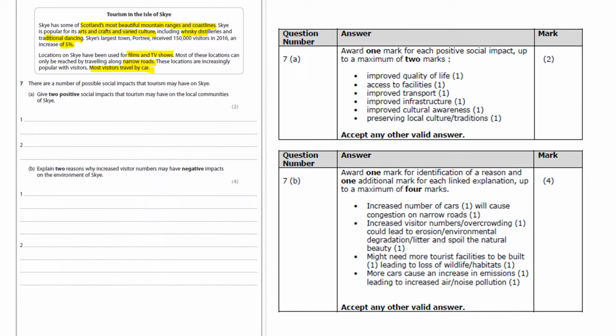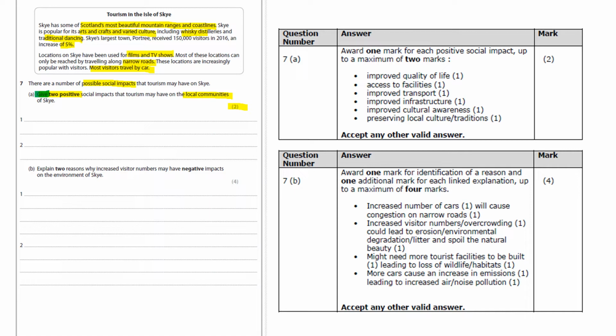Okay, so let's have a look. So this is about impacts, and it's about possible social impacts. Again, this one says give 2 positive social impacts, and it's on the local community, so it can't be about the tourists, it's got to be about the locals. Now, the other thing that's important is that it's 2, and the question was give. Give means you don't have to explain. So we really are just after any improvements for the locals. We don't have to explain them. And that means it's quite easy.